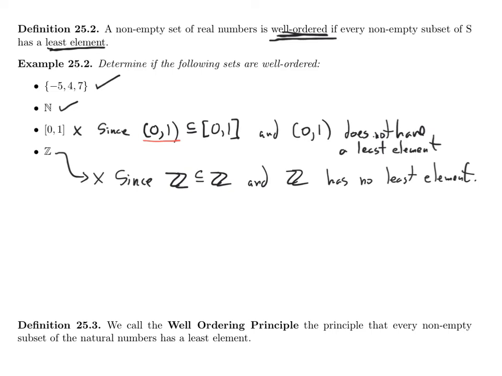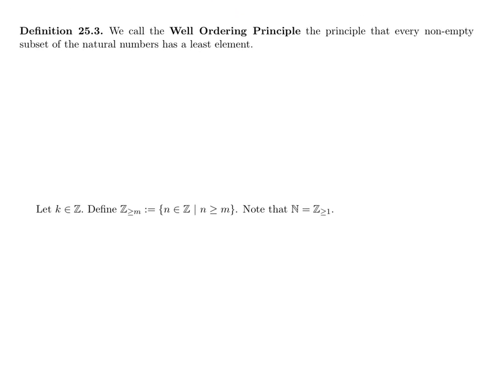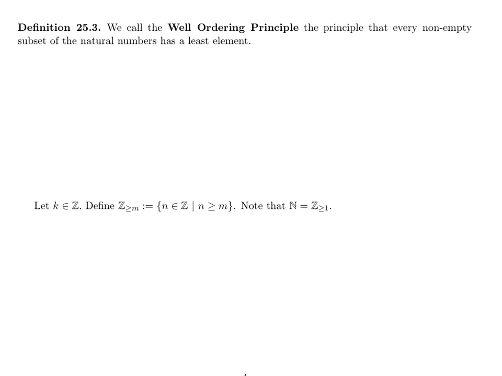And then we have the important bit to us, now that we have the idea of well-ordered sets. We have the well-ordering principle. I'm just going to state this, but it's very, very important. It's the principle that every non-empty subset of the natural numbers has a least element.